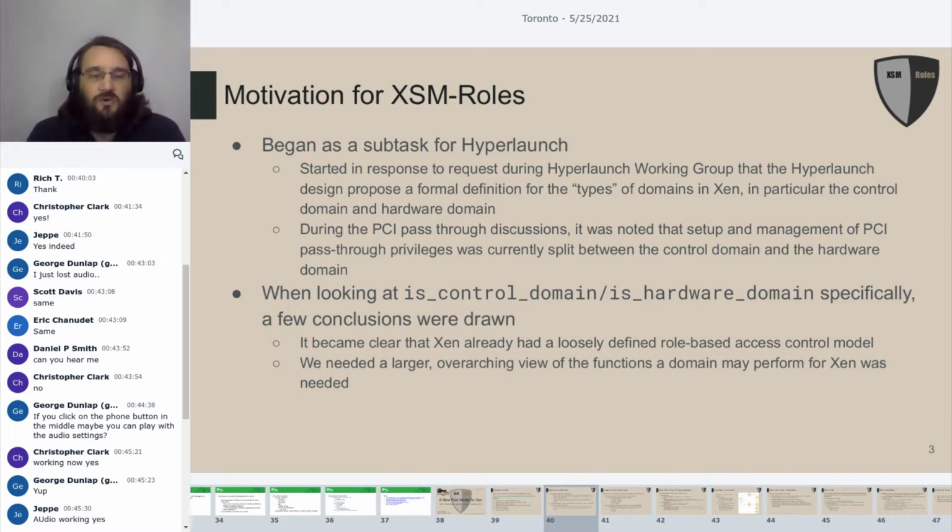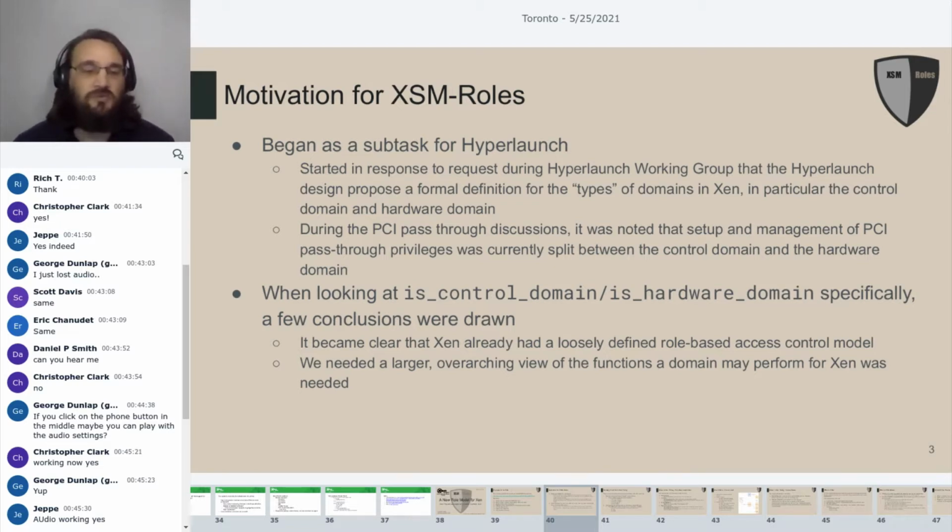All right, so the motivation behind XSM roles. I'll try to speed up a little bit for the last time, I apologize. This started out as we were working through Hyperlaunch, the design sessions there. One of the requests we received was to do work to formalize what the control domain was in the hardware domain, because that was one of the motivating factors for Hyperlaunch, to enable launching systems with this separation.